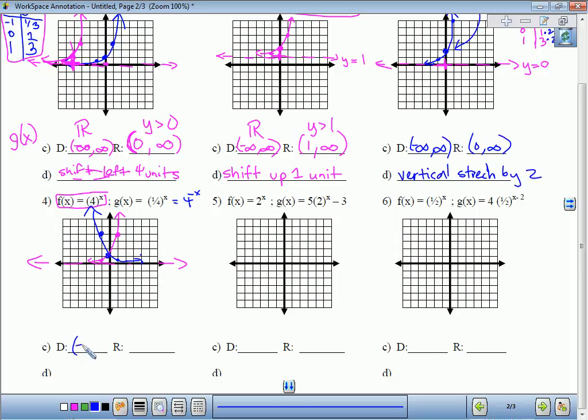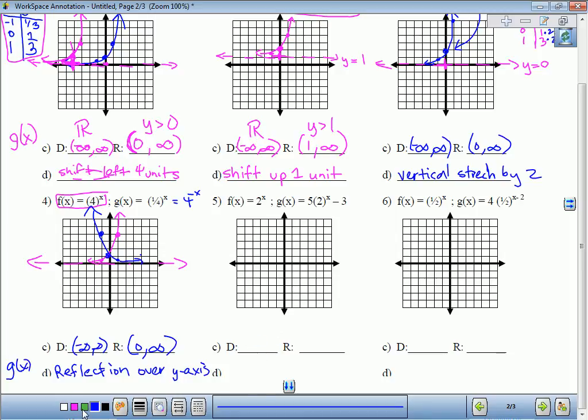So my domain for both of these is negative infinity, positive infinity. My range for both of them is from 0 to infinity. But this g of x, when I describe the transformation, this is a reflection over the y-axis. So when I negate the x, or I use a reciprocal, it's a reflection over the y.